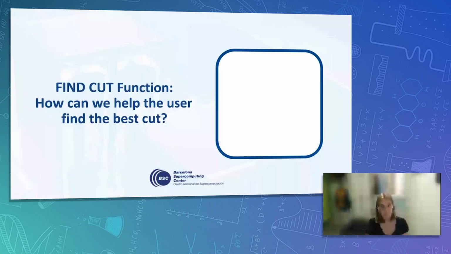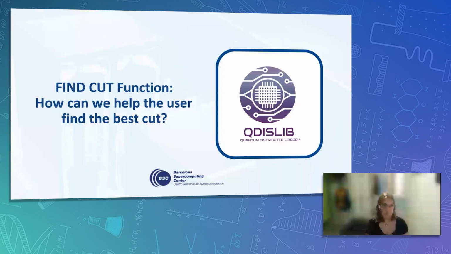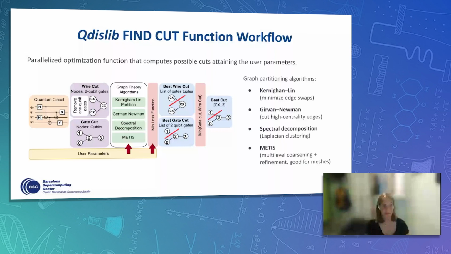After that, in Qdislib, we also define a find cut function, where we wanted to help the user find the best cut, or the cut that aligns most with the user's constraints. Basically, it's a parallelized optimization function that computes the best possible cut attaining the user parameters.